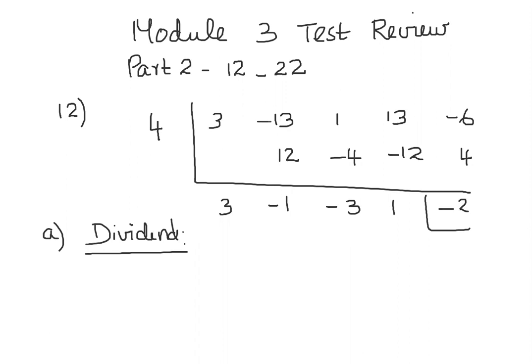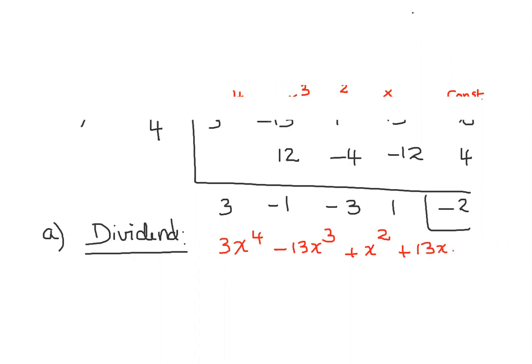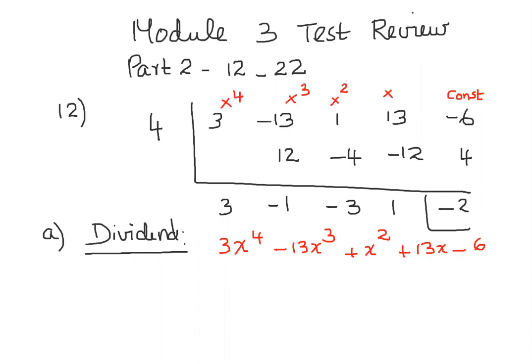So you have to multiply this by x, x squared, x to the third, x to the 4. You leave the first one. This is our constant. So the dividend is 3x to the 4 minus 13x to the third plus 1 times x squared is just x squared plus 13 times x minus 6.